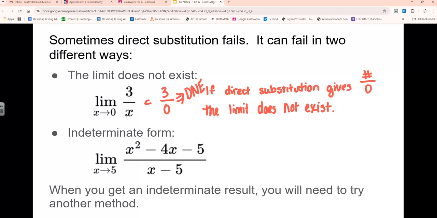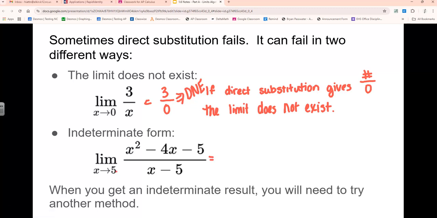Okay, so you get a number over 0, you're going to say that limit does not exist. That's going to happen sometimes as well, but not that often. The questions I'm going to ask you about most often are going to give indeterminate form. Okay, and here's what that's going to look like.